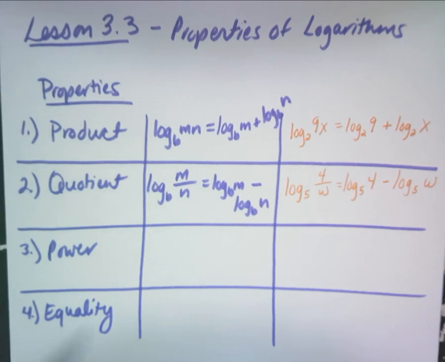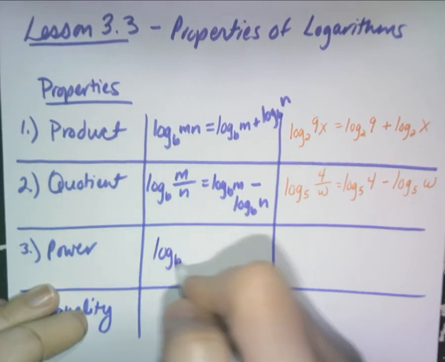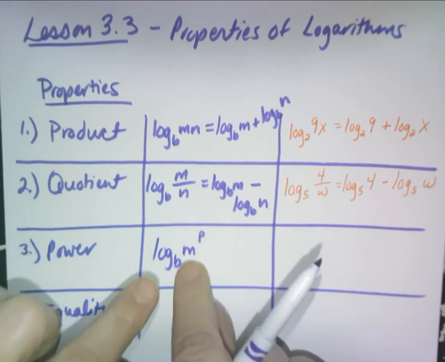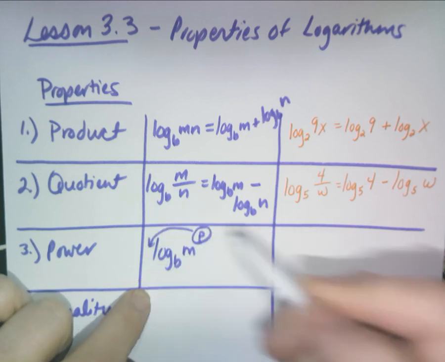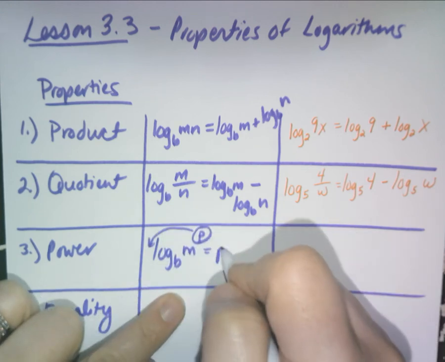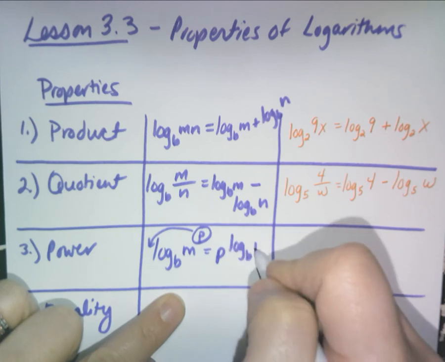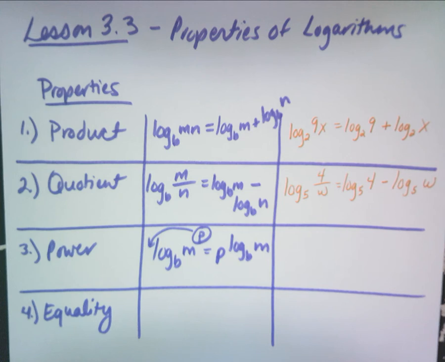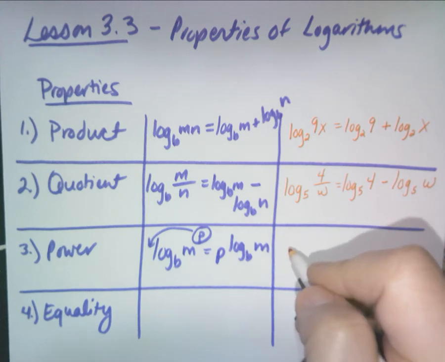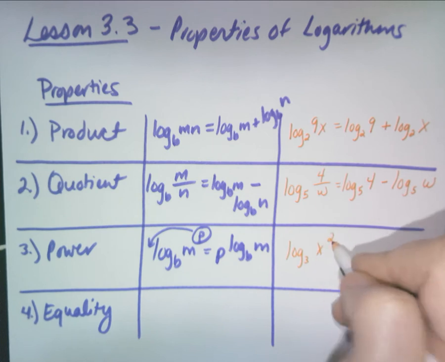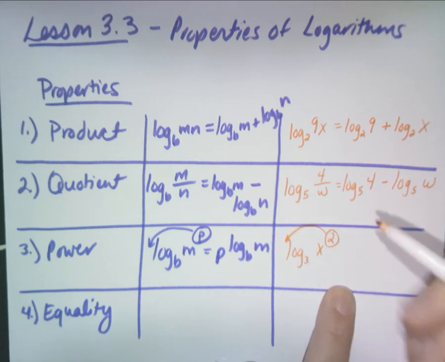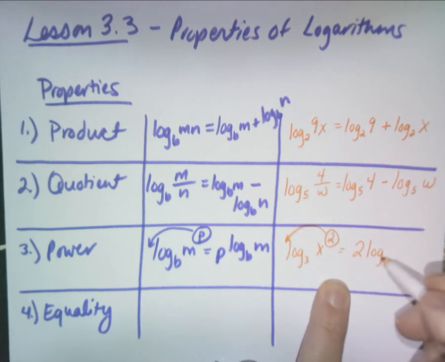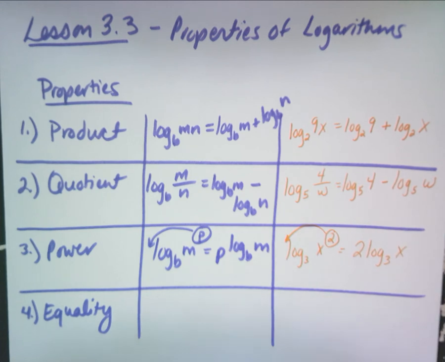Now, the power rule is even easier. Log base b of m to the p. If you have something that you're raising to a power, you take that power and move it to the front. You're allowed to do that. It's a power property. So it equals p times log base b of m. And again, let me give you an example. Log base 3 of x squared. You are allowed to take that 2 and move it to the front and rewrite it as 2 log base 3 of x. That is going to definitely help us when we get to solving for x's inside of logs.